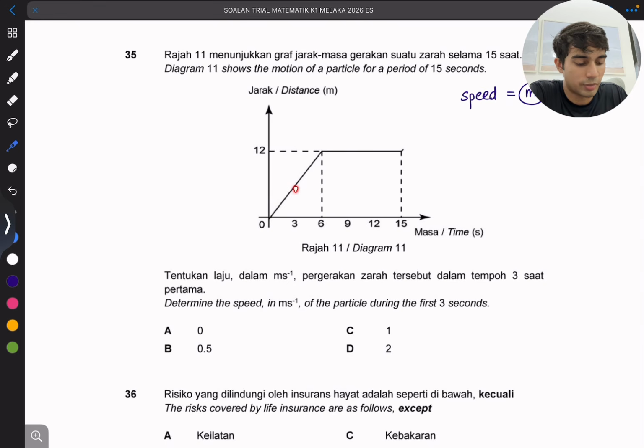Okay, here we don't have many values. We only have 3. We don't have this value. So we just use the help of this point to find the gradient. So gradient is basically y divided by x. 12 divided by 6, which is 2. So the speed is 2.